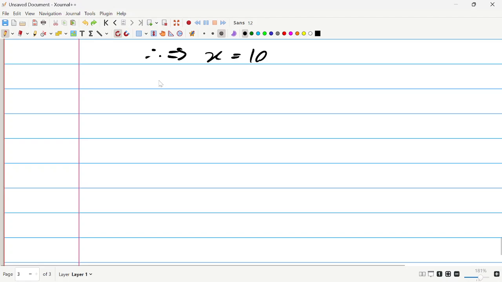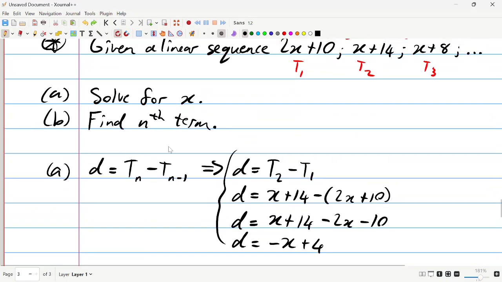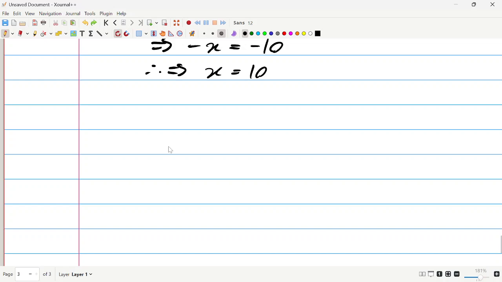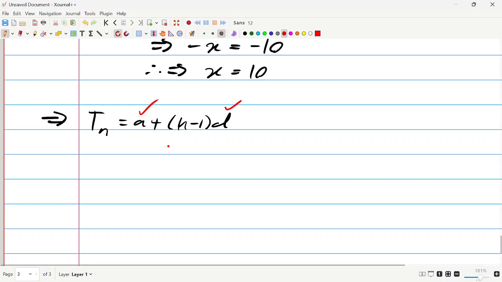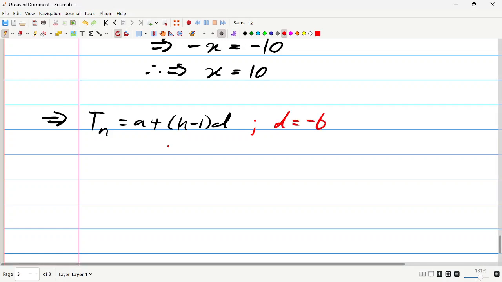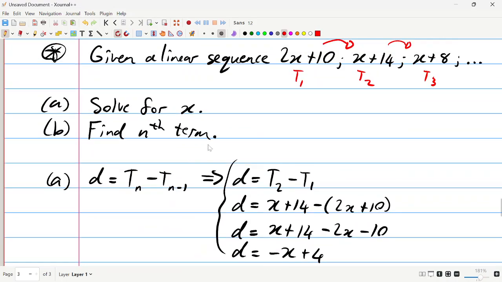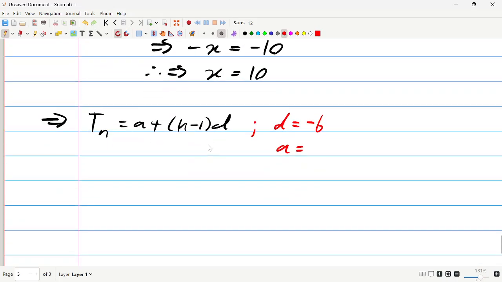Now, what is the next question? The next question says find the nth term, meaning we need to solve for what? We need to say Tn is equal to a plus n minus 1 into D, where we need to know what a is equal to and D is equal to. We know that D is already equal to negative 6. And we know that A is equal to the first term, and the first term is 2x plus 10.